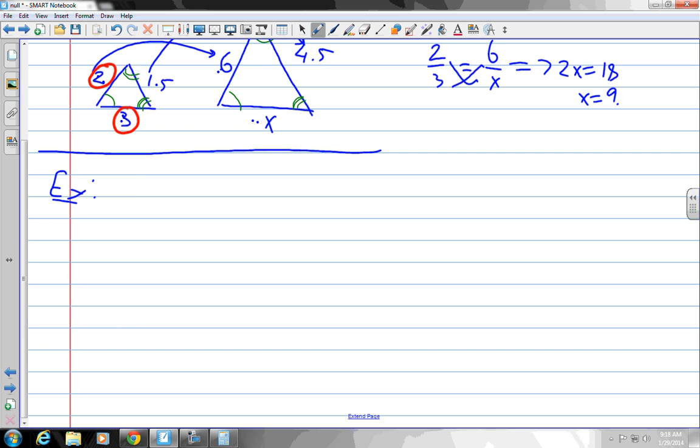I'm going to look at the famous 45, 45, 90-degree triangle. So I'm going to use some geometry. This is a 45, and this is a 45, and this is 90.